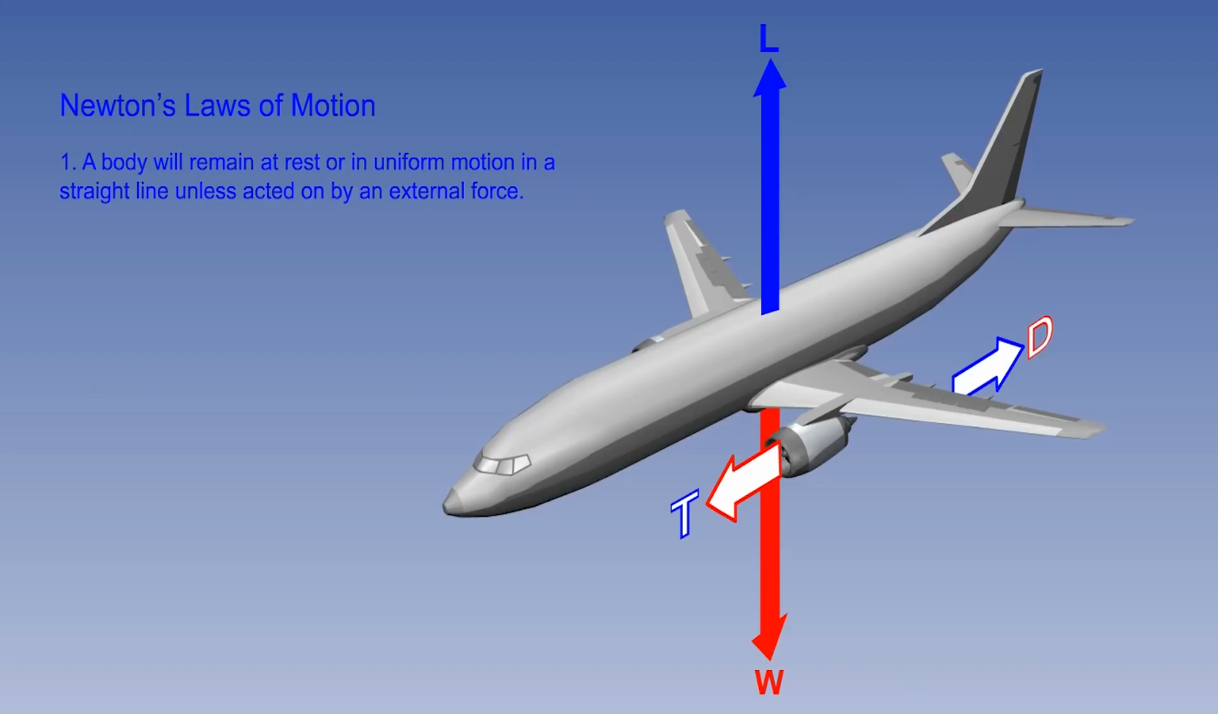We will now look at Newton's laws of motion and give examples of why they are relevant to principles of flight. The first law is that a body will remain at rest or in uniform motion in a straight line, unless acted on by an external force. It is highly relevant when looking at an aeroplane in steady straight flight, because to fly in a straight line at the same speed, the opposing forces must be equal.